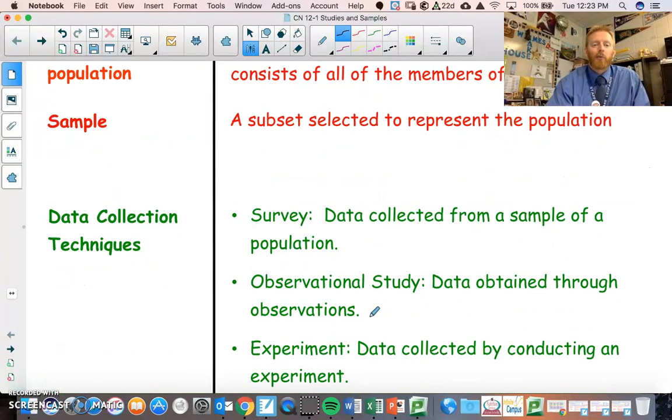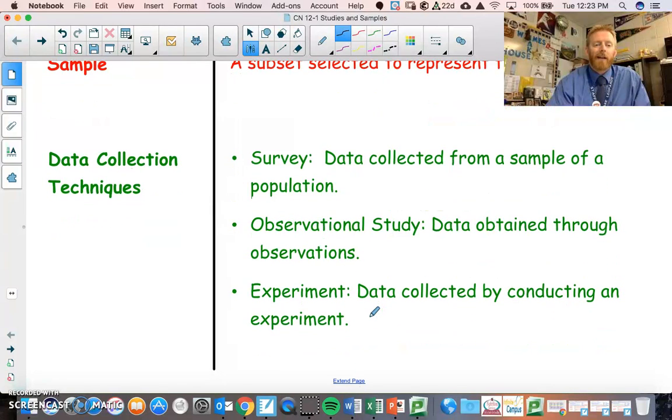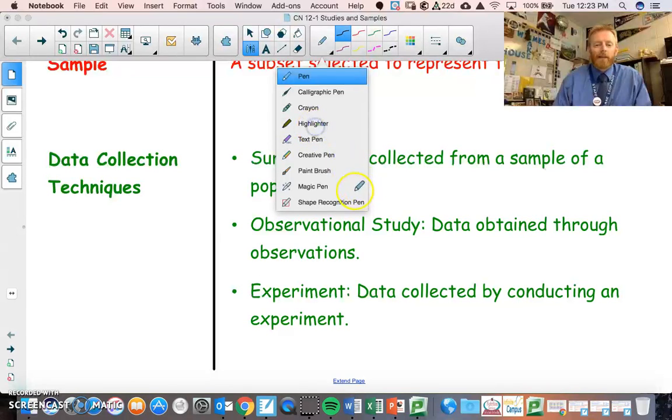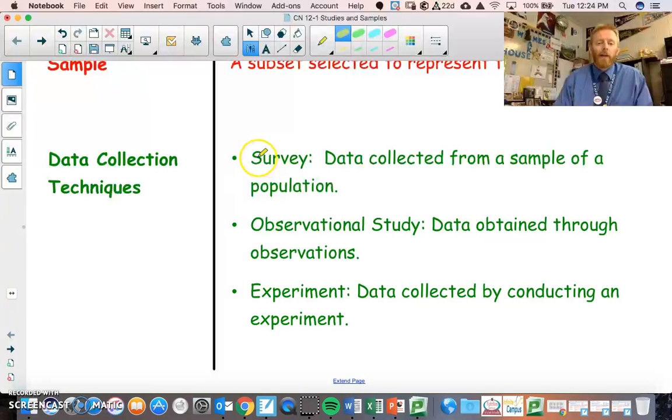Now we have three different types of data collection techniques. You're going to want to write these things down, and probably the stuff that we already scrolled through. So we have the technique of just doing a survey. That's when we just collect data from a sample population. There's an observational study. That's when we just watch things. And then there's an experiment where we actually do things to get our data.